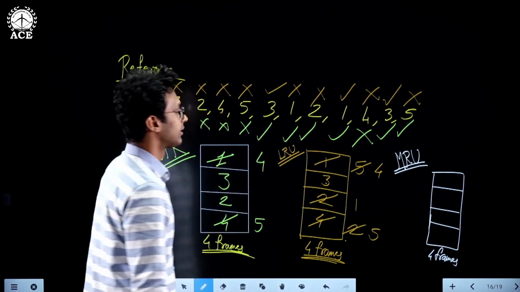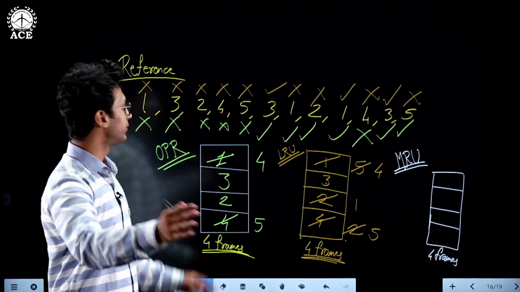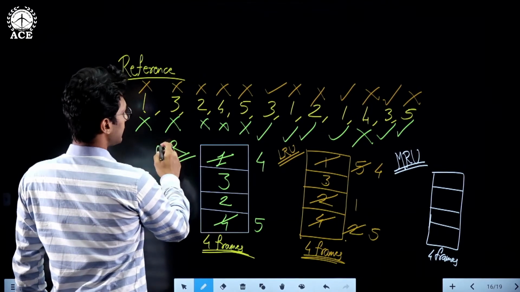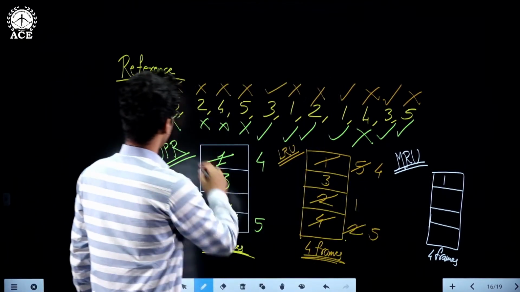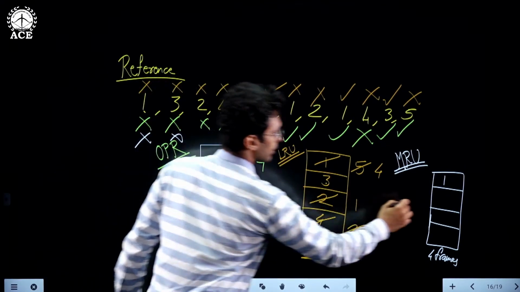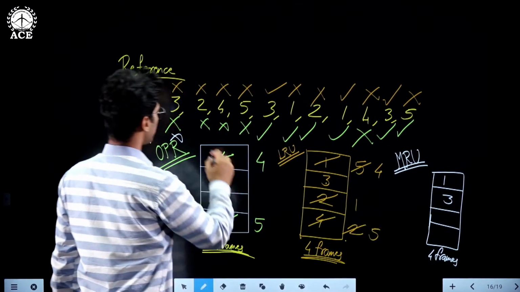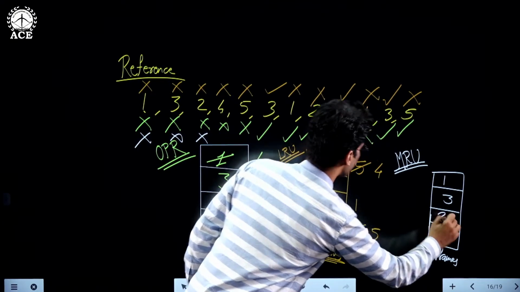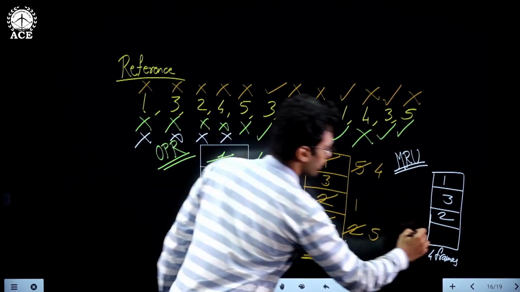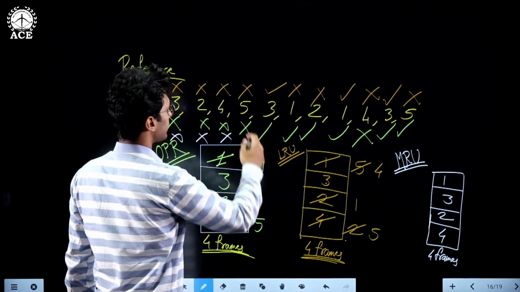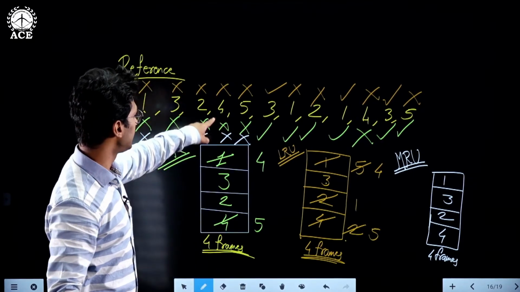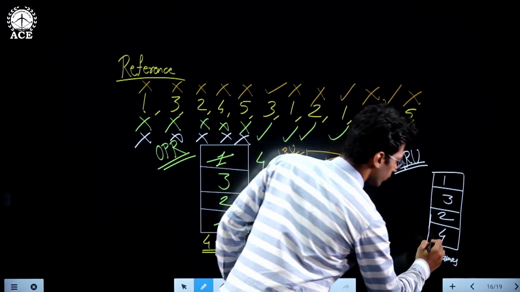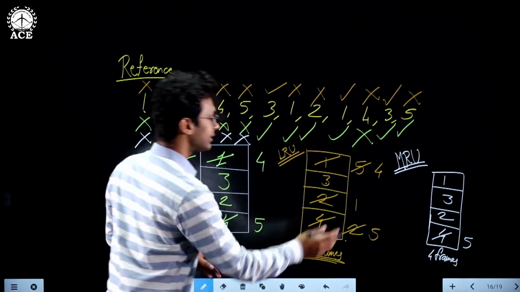See, replace the most recently used. Very easy. Is 1 present? Okay, not present. Page fault. 1. 2, 3 not present. Page fault. Bring it from logical address space to physical address space. 2 not present. Bring it. Fault. 4 not present. Bring it. 5 not present. Okay, which one will you replace? The one which is recently used. 4, most recently used. Replace 4 with 5. Done.